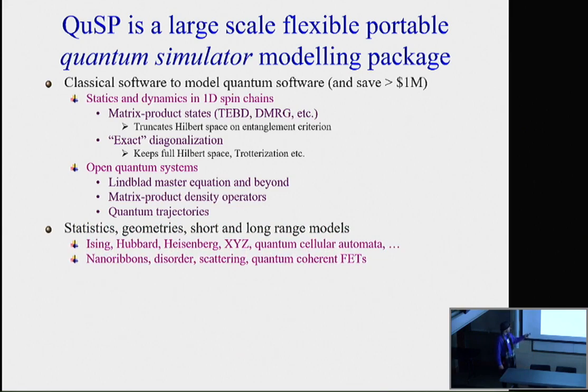Physically, what can you get to? Certainly you can change statistics from fermions to bosons or anything in between. You can treat different geometries like periodic boundary conditions or nanoribbons, like multi-legged ladders. You can treat short or long-range models.